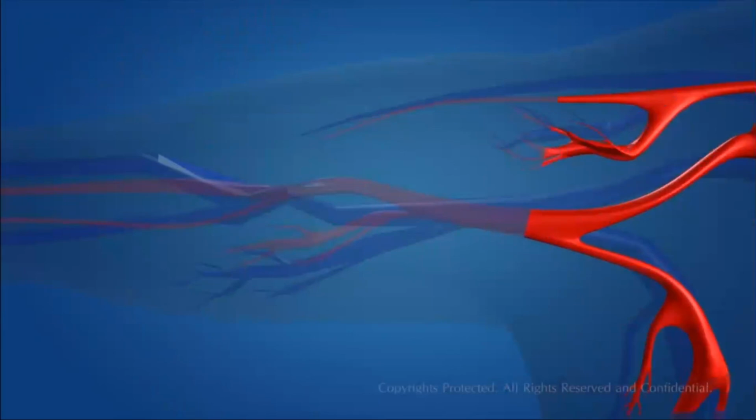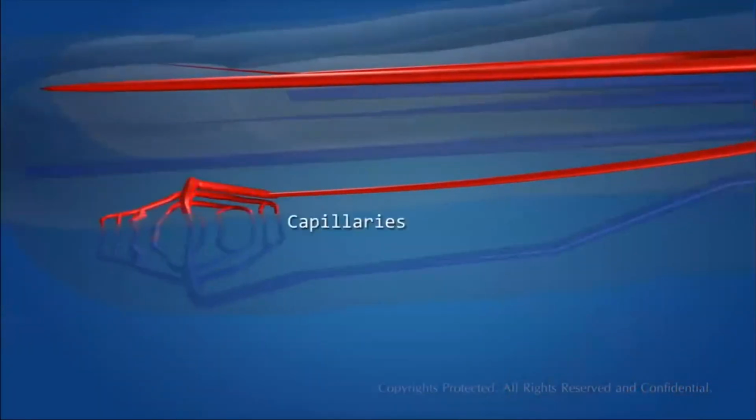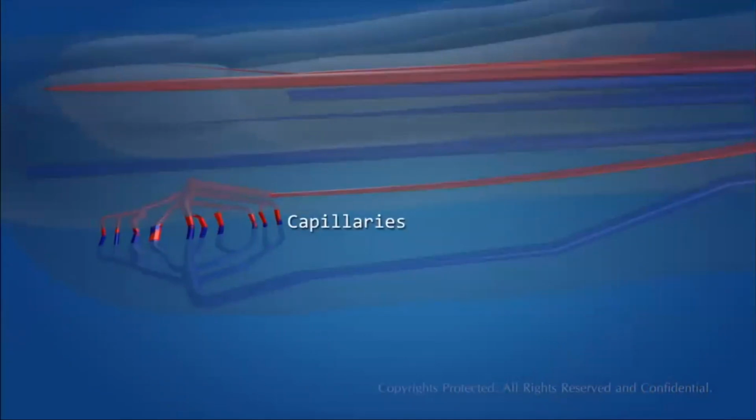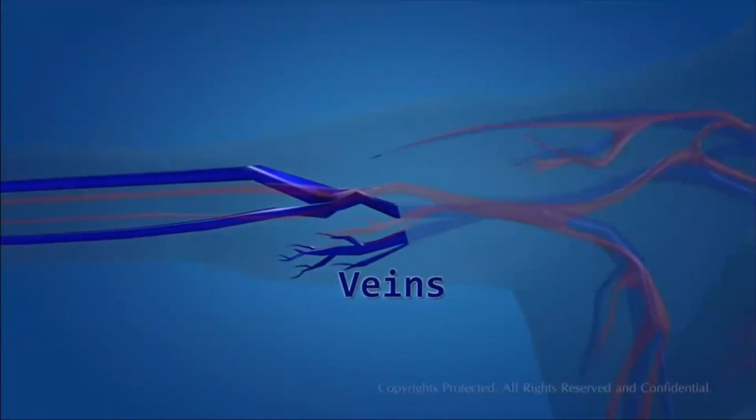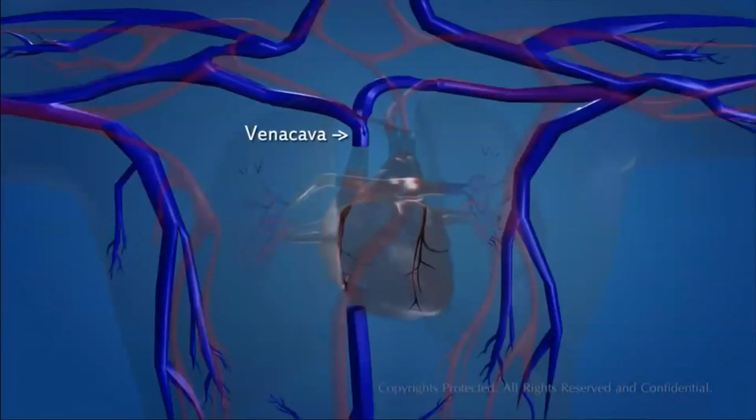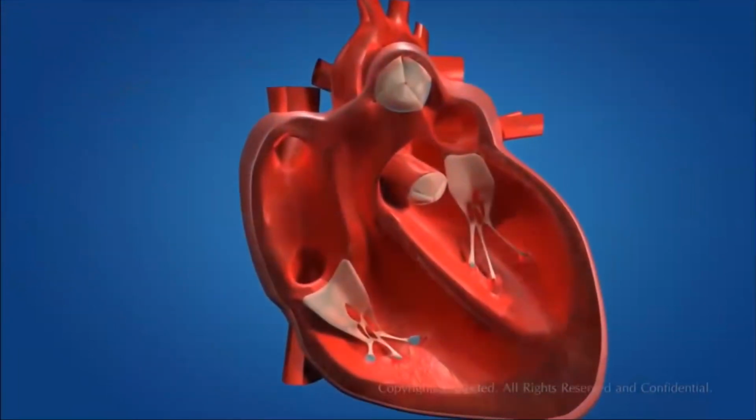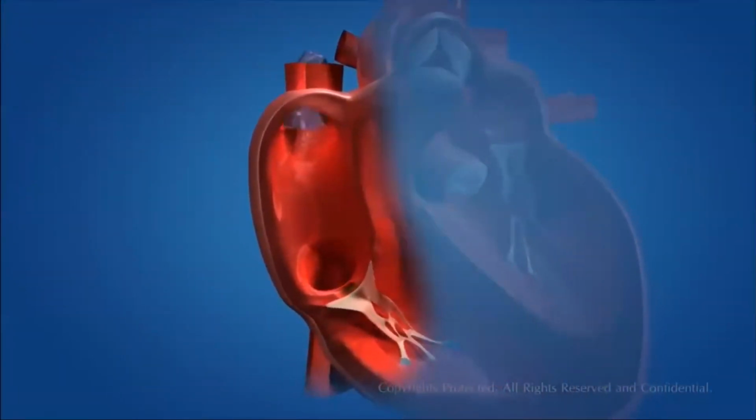Oxygenated blood reaches the different parts of the body through blood vessels called arteries. The arteries branch into capillaries, which then reach the different organs of the body. The blood then becomes deoxygenated, and the capillaries merge to form thicker blood vessels called veins. The veins carry deoxygenated blood to the heart. The blood vessels that carry deoxygenated blood to the heart are known as the vena cava. The deoxygenated blood from different parts of the body enters the upper right chamber of the heart, called the right atrium.